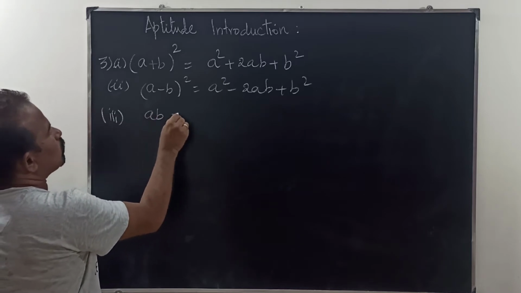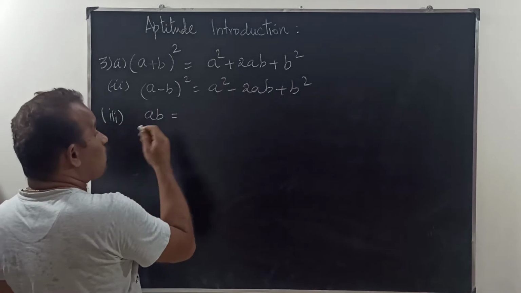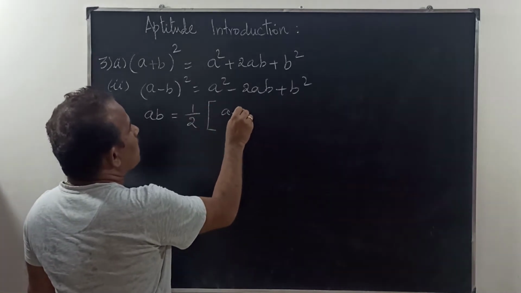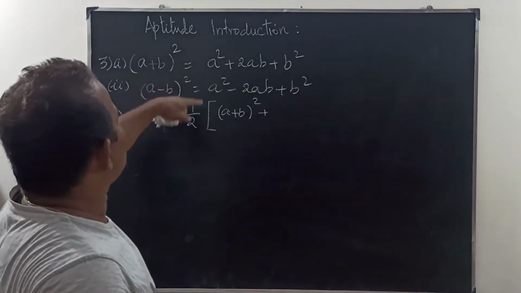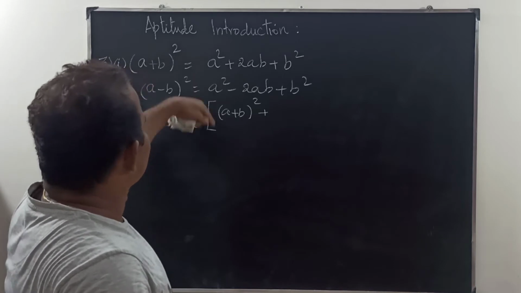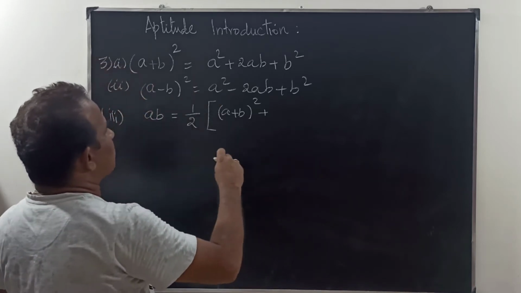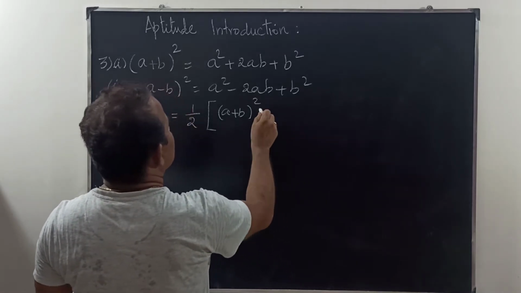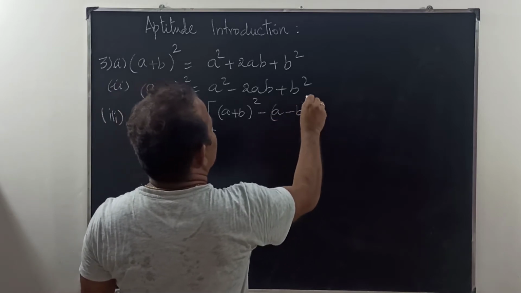Formula 3: ab is equal to 1 by 2 into a plus b the whole squared. If you add or subtract, you will be getting a plus b the whole squared plus or minus a minus b the whole squared.